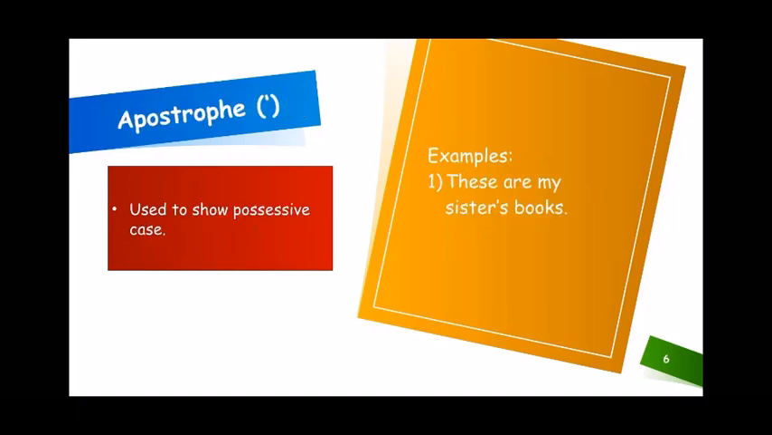Apostrophe. It is used to show possessive case. These are my sister's books. Here after sister we have used an apostrophe to show that the books belong to the sister, to show possession of the sister.